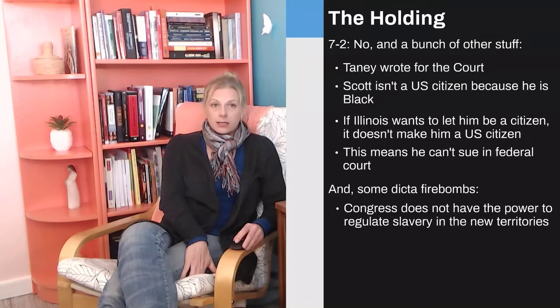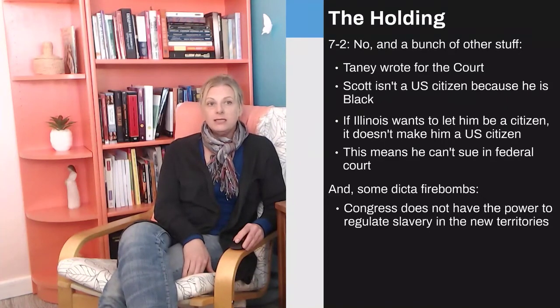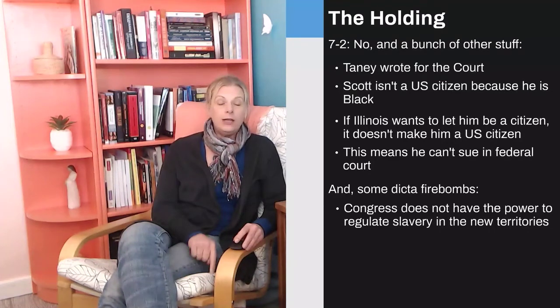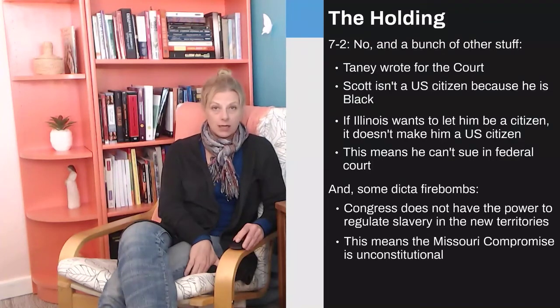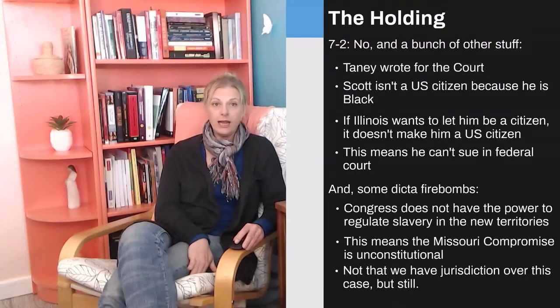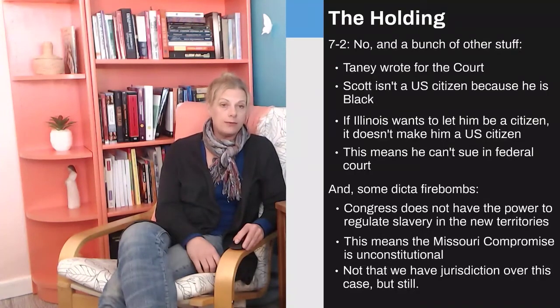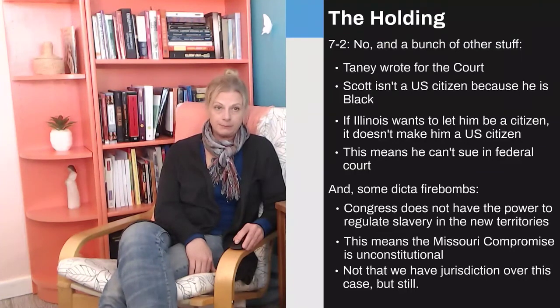So Taney goes on to argue that Congress does not have the power to regulate slavery in new territories that were not territories at the time the Constitution was written. And what this means is that the Missouri Compromise is also unconstitutional. And, I'd say they don't have jurisdiction over this, but they decide to commit this to paper anyway.